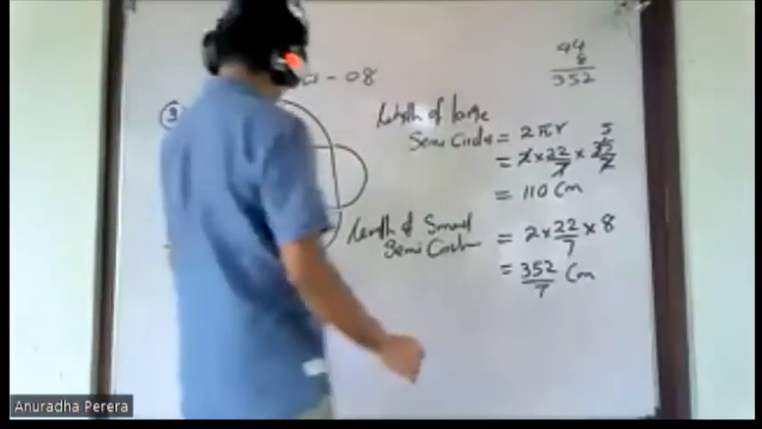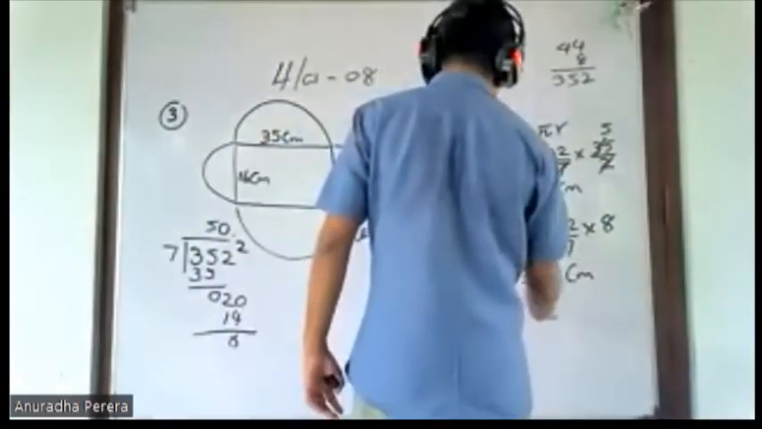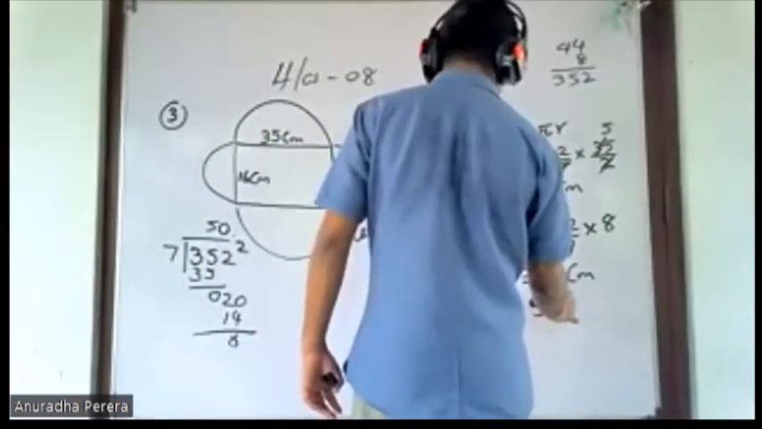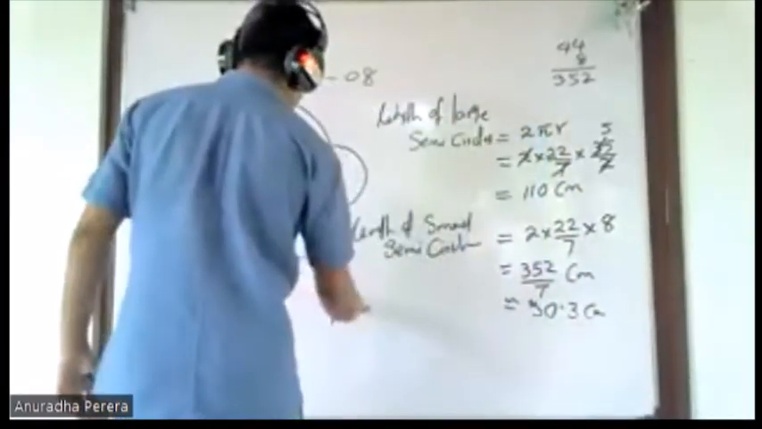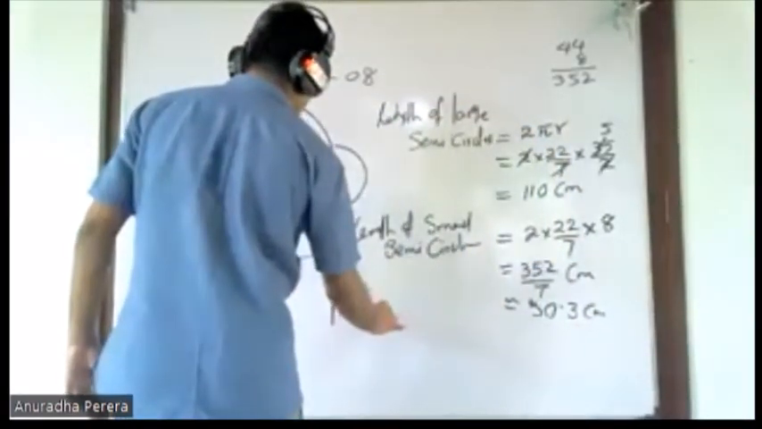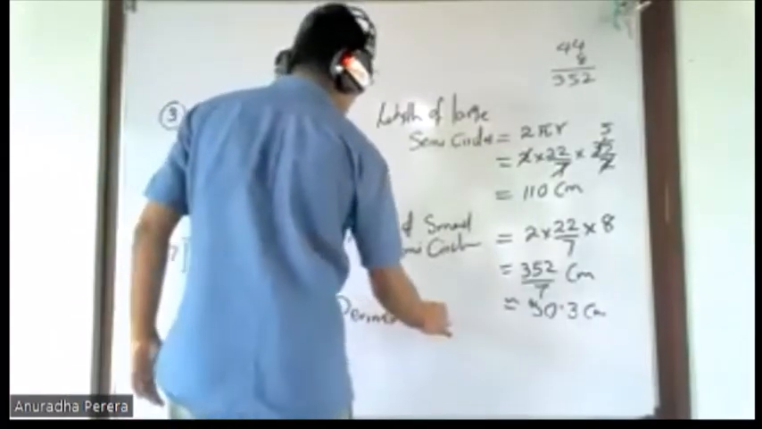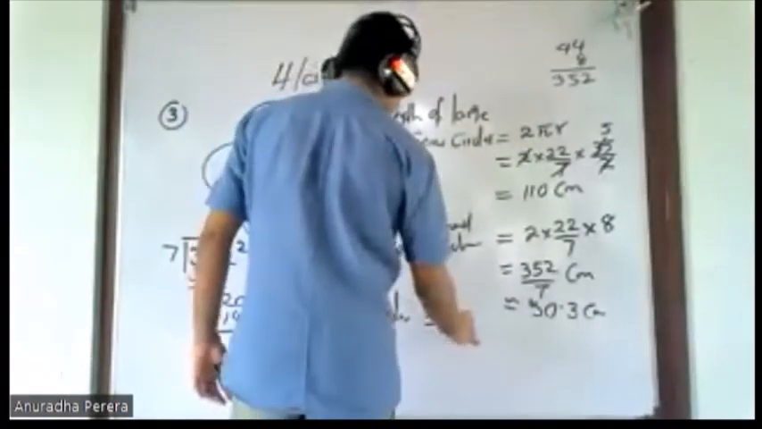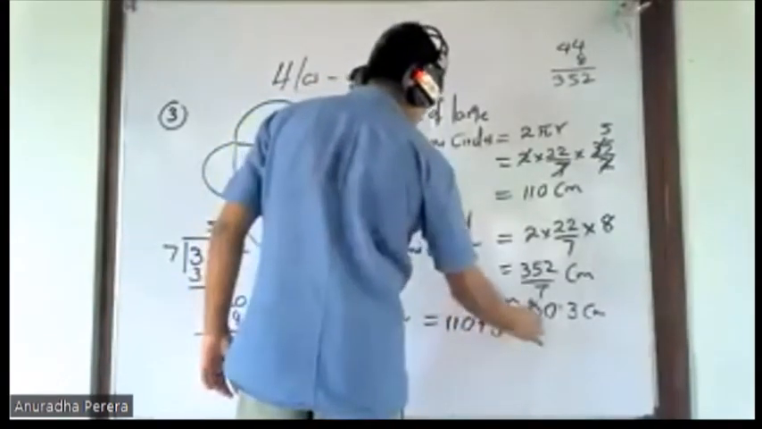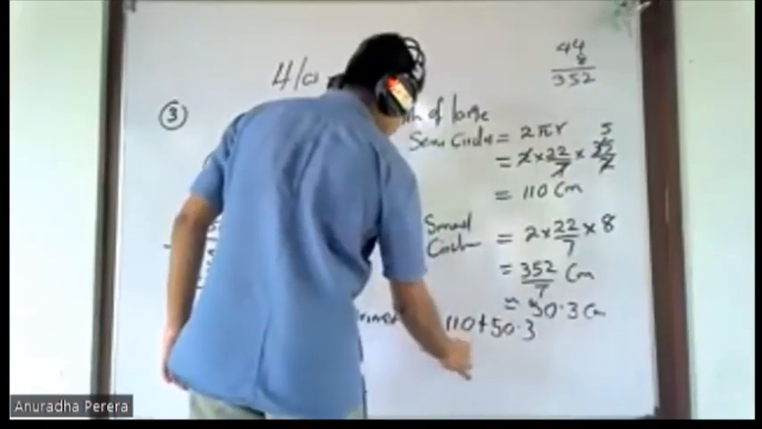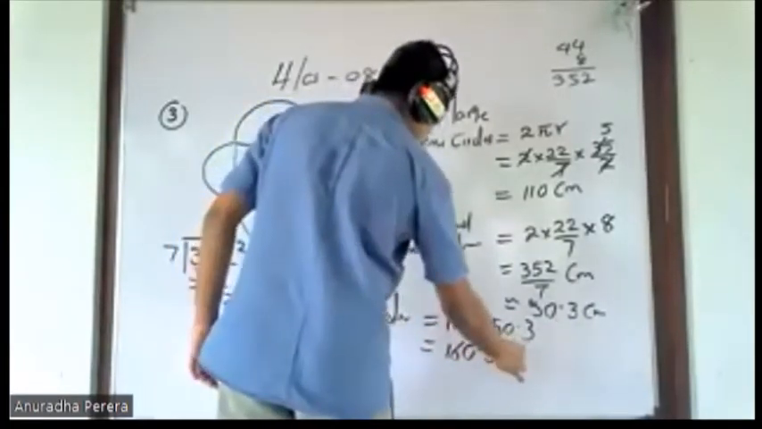To the nearest first decimal place, the answer is 50.3. Then you can find the perimeter. 110 plus 50.3 is 160.3 centimeters.